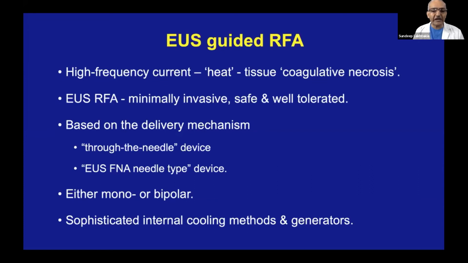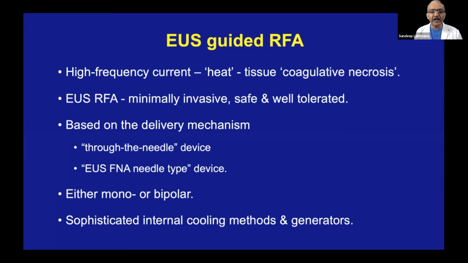And there are two different types of devices, as I've explained sometime earlier in our lectures. There's a through the needle device, which means that you pass an FNA needle into the lesion, solid or cystic, you withdraw the stylet, and then through the hollow of the needle, you pass the RFA device, which is like a guide wire. The whole guide wire is insulated except the tip, which is about 1 to 2 centimeter non-insulated, and that gives the heat.